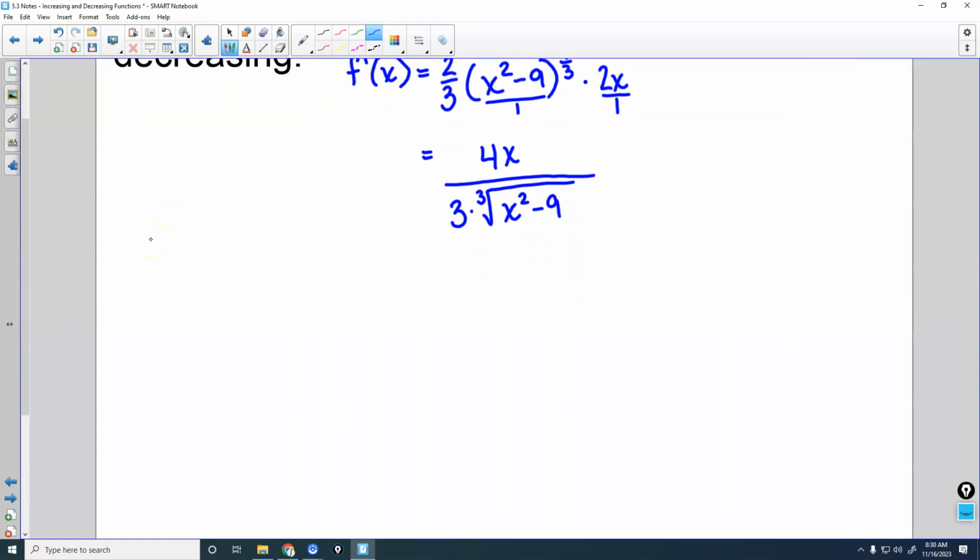Whenever we get our derivative, we now need to find critical points. Critical points mean the derivative is 0 or undefined. If the derivative is 0, the numerator will equal 0. If the derivative is undefined, the denominator will equal 0. So that numerator is very simple. x just equals 0. There is a critical point.